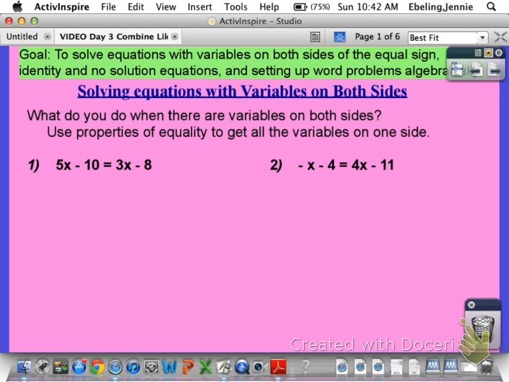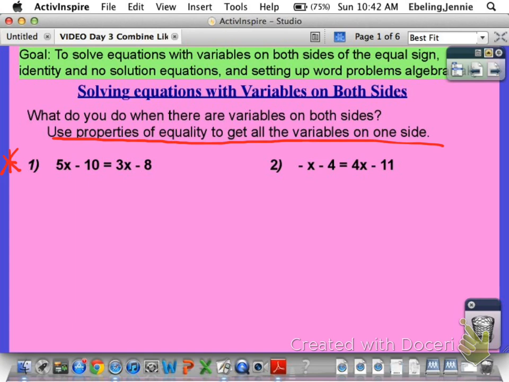First of all, when we look at an equation and we see that we have variables on both sides of the equal sign, well, we need to get them both together on the same side. So we are going to use properties of equality to get the variables together on the same side. That is, we're going to add them or subtract them. In number 1, 5x minus 10 is equal to 3x minus 8.